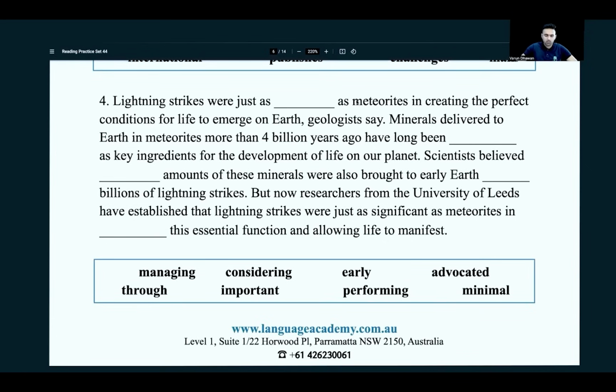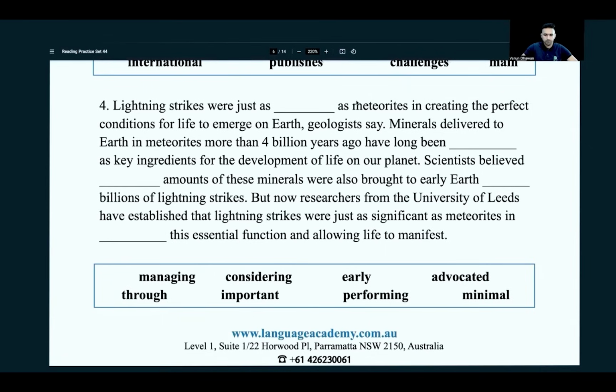All right, you can pause, take 2 to 3 minutes and solve this. How will I solve it? Let's have a look. Understand the passage, very, very important.